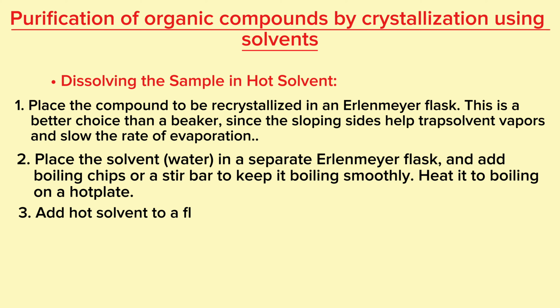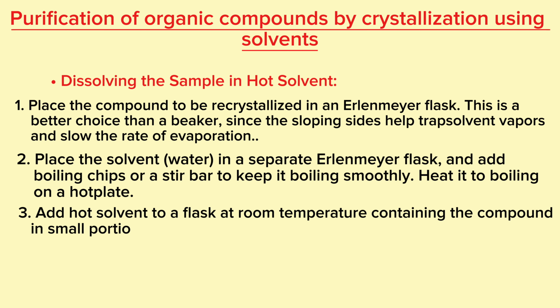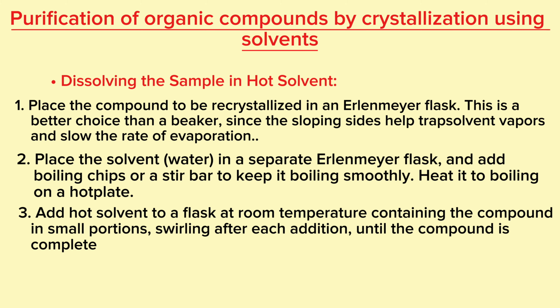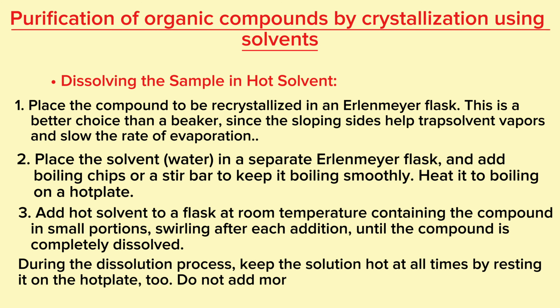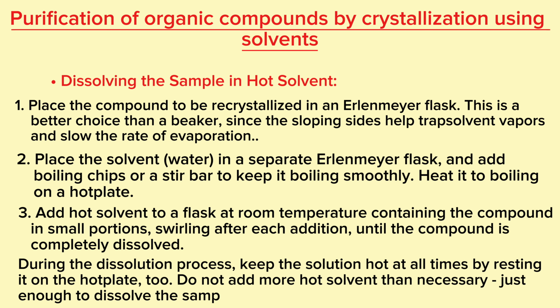Add hot solvent to a flask at room temperature containing the compound in small portions, swirling after each addition until the compound is completely dissolved. During the dissolution process, keep the solution hot at all times by resting it on the hot plate too. Do not add more hot solvent than necessary, just enough to dissolve the sample.